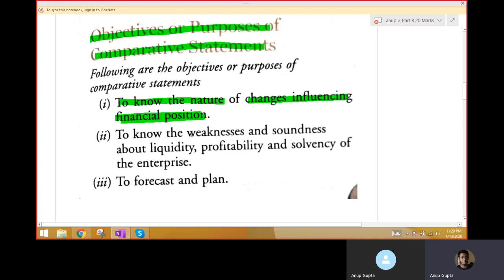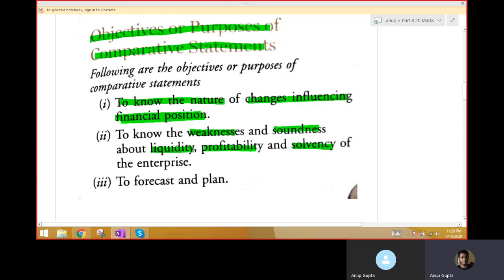Next, to know the weakness and the soundness of the liquidity, profitability, and solvency of the business. Liquidity means how much cash we have, how much liquid cash we have.